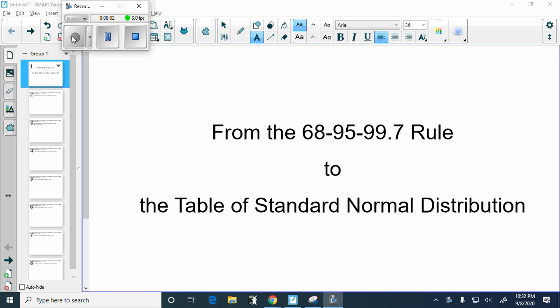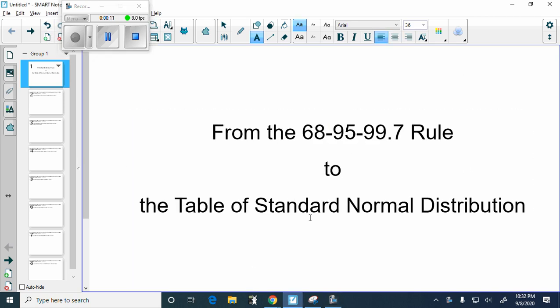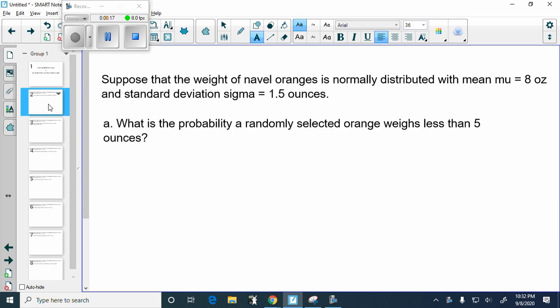Good morning. I'd like to look at today's lesson, taking us from our understanding of the 68-95-99.7 rule into a table of standard normal distributions. So first of all, let's review the 68-95-99.7 rule. And so here's an example.